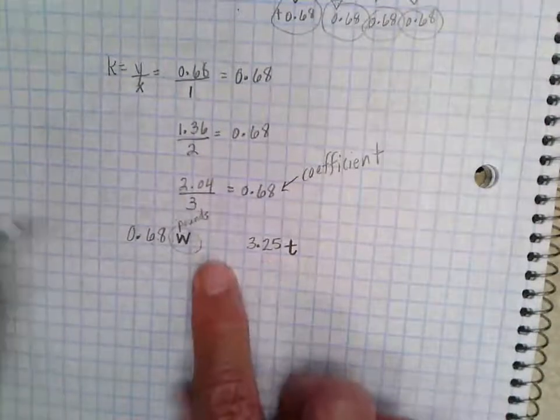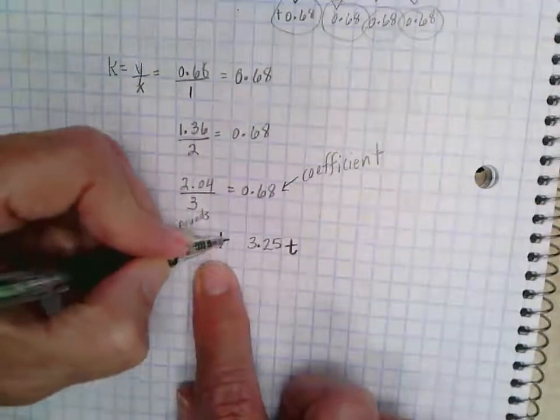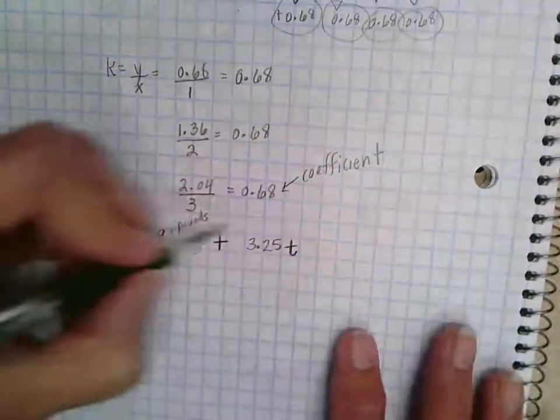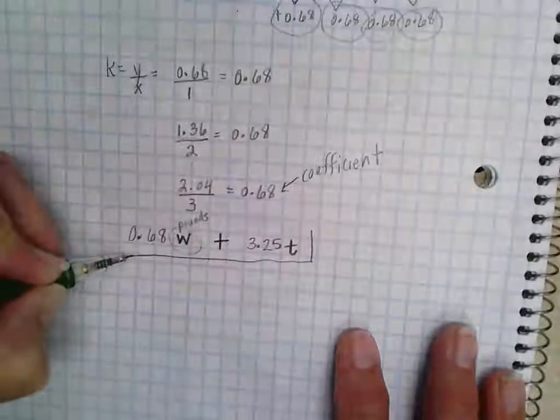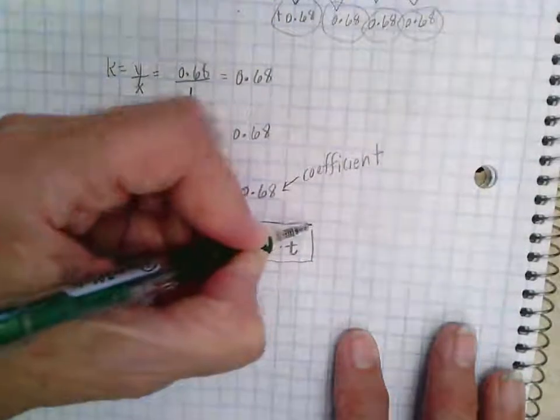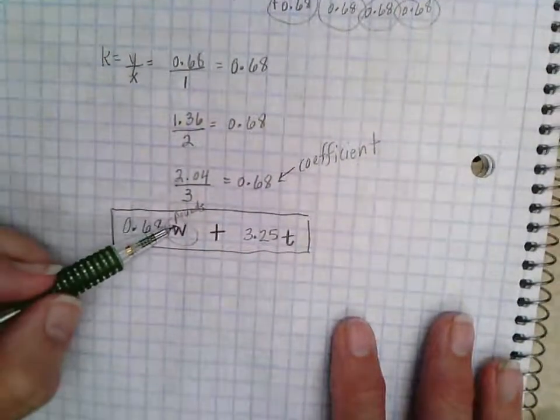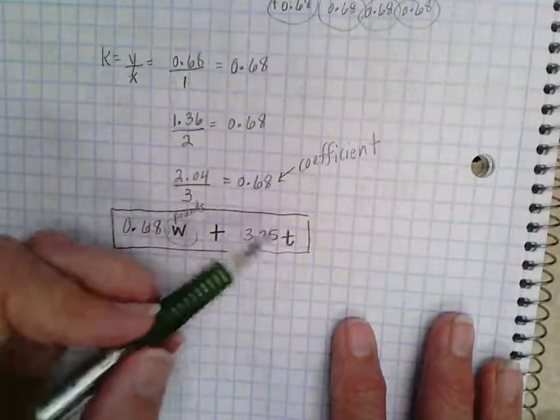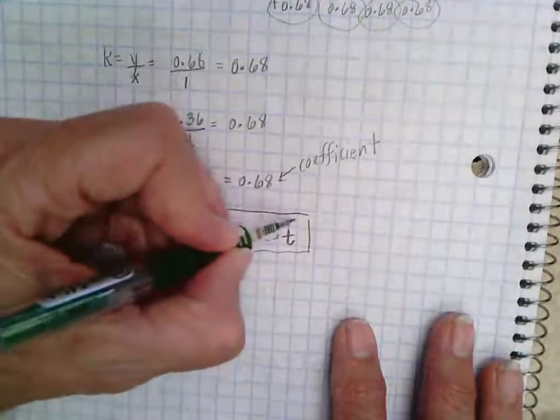And my question wants me to find the total cost. So this is my expression for finding the total cost of any number of pounds of watermelon and any number of pounds of tomatoes.